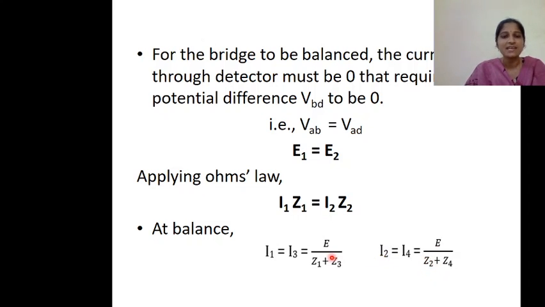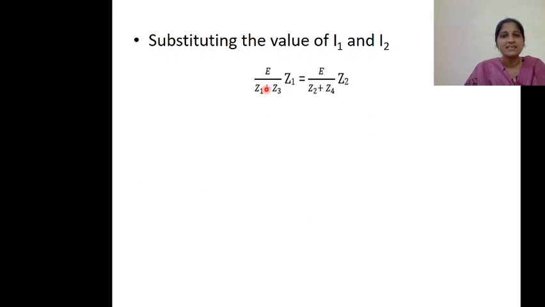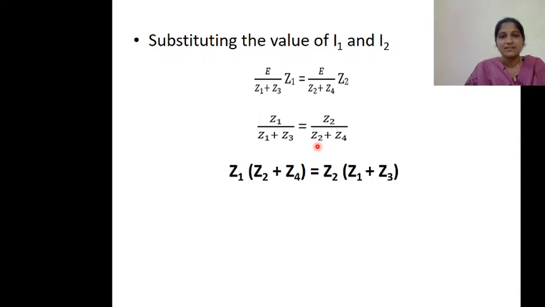Now if you substitute this I1 and I2 in this equation, you get E by Z1 plus Z3 into Z1 is equal to E by Z2 plus Z4 into Z2. Then it becomes Z1 by Z1 plus Z3 is equal to Z2 by Z2 plus Z4. By cross multiplying, you get Z1 into Z2 plus Z4 is equal to Z2 into Z1 plus Z3. Hence, by solving this equation, you get Z1 Z4 is equal to Z2 Z3.